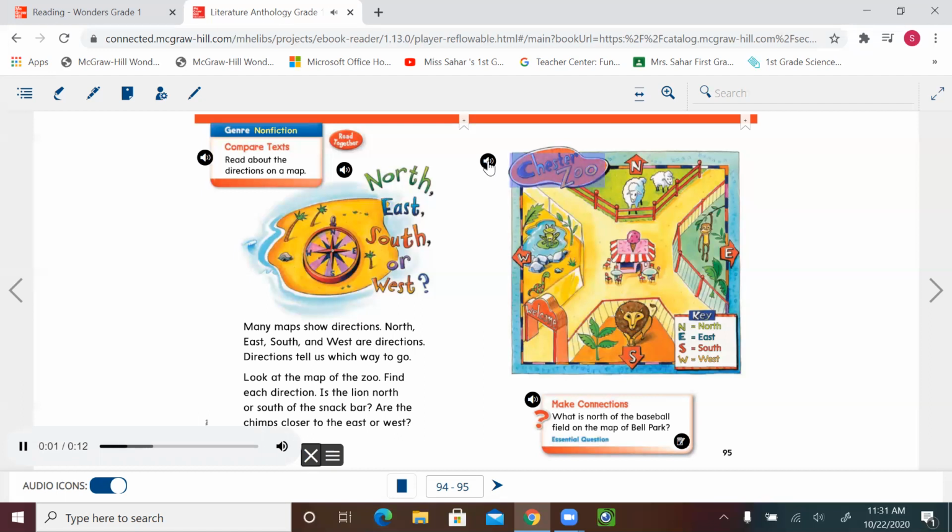Map, Chester Zoo. Key. N equals north. E equals east. S equals south. W equals west.